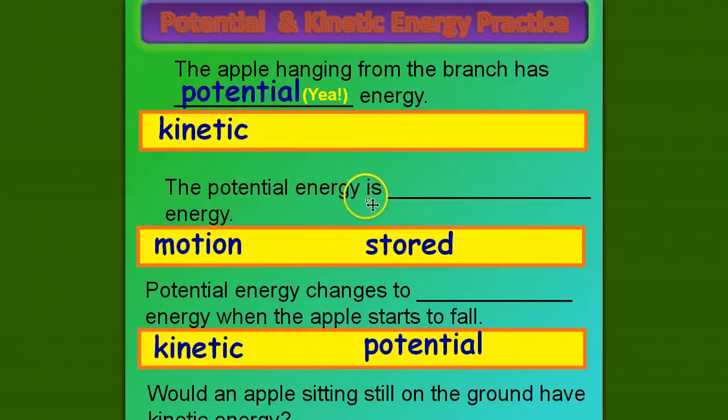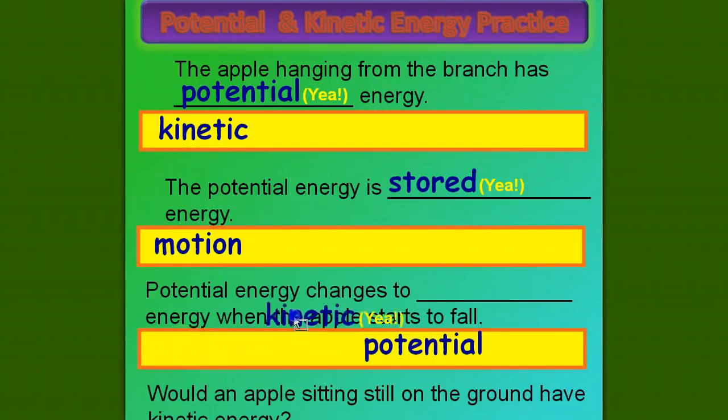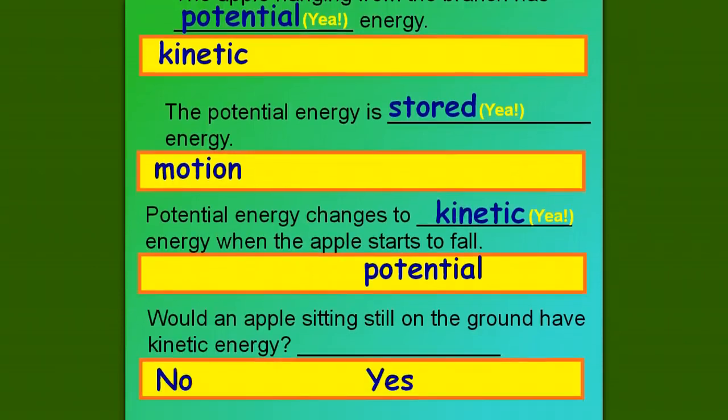Potential energy is what? Motion or stored? Good job. Potential energy is stored. Potential energy changes to what kind of energy when the apple starts to fall? Well, if the apple's not moving, it's potential. So what happens when the apple starts to fall? What happened when you ran in place? Good job. It's kinetic. Kinetic energy is energy of motion.